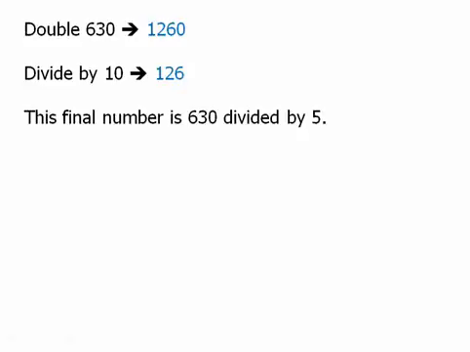Well, that's 10 times too big now, so all we're going to do is divide by 10. And of course, that's the easiest thing in the world because we just remove a 0. 126. We divided by 10. So that is 630 divided by 5. That's a very easy way to get it.